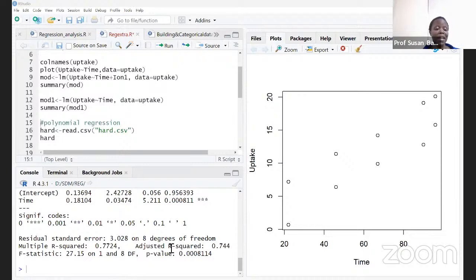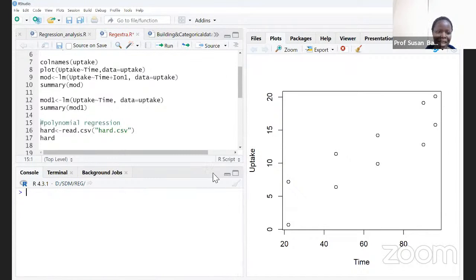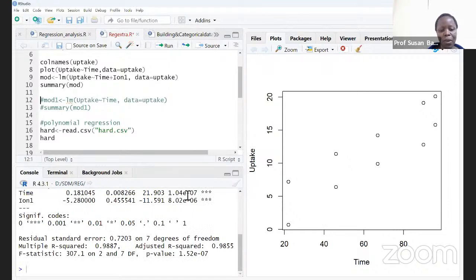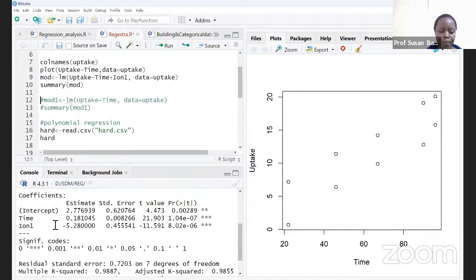So how do we fit those parallel lines? We are going to do a bit of math. Let me just clean this and run again. So we are going to forget about this single line here, since we already know that running a model with iron is important. So I'm going to run iron again with time. So this is our output. We say that for rubidium, it's coded 0. So wherever you see iron 1, substitute with 0.